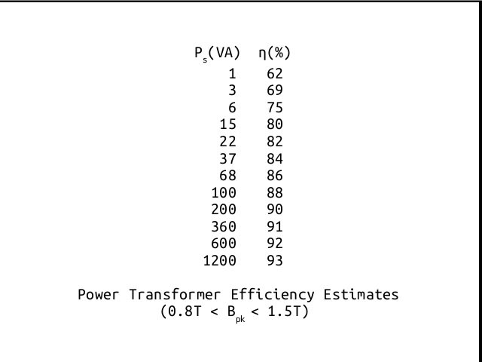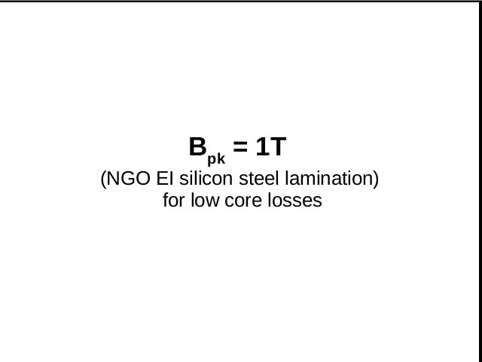This table gives an estimate for the efficiency as a function of the secondary power. These are not definite values, but starting points based on practice. As for the peak magnetic field, a good estimate is around 1 Tesla for regular non-grain-oriented laminated EI silicon steel if you want to keep core losses low. Some designs take advantage of higher core losses, especially those in which the transformer is going to work for brief periods at a time, like arc welder or microwave oven transformers, so they tolerate stronger magnetic fields.